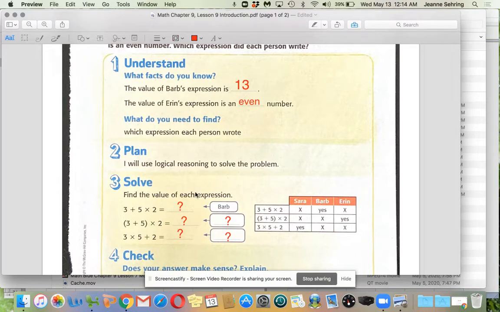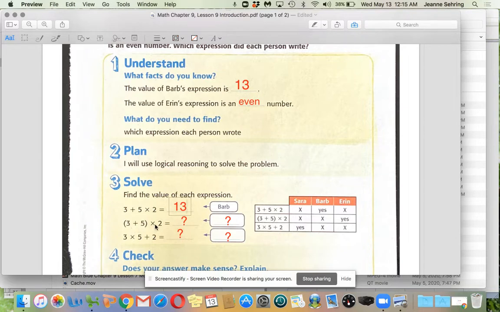We have to have a strategy. So we know that Barb's expression is going to equal 13. And you know that with order of operations, multiplication and division come before addition and subtraction. You have to do the multiplication part first. So here's my multiplication sign. 5 times 2 first is 10, and then add the 3. 10 plus 3 is 13, just like we knew. Barb said that.